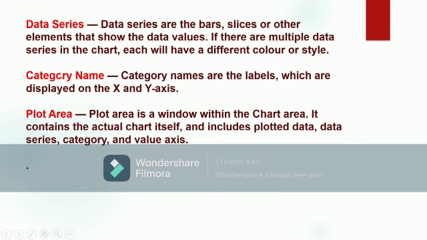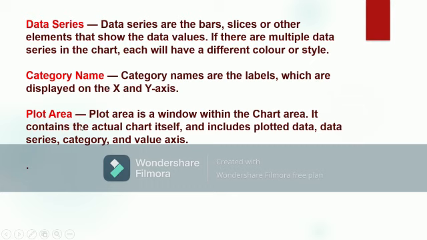Okay, then category names. Category names are the labels. So when you want to give the name on the x-axis and y-axis, you can give that. You can give that by using the edit option, which are displayed on the x and y axis. If you want to change the name, then you can change.